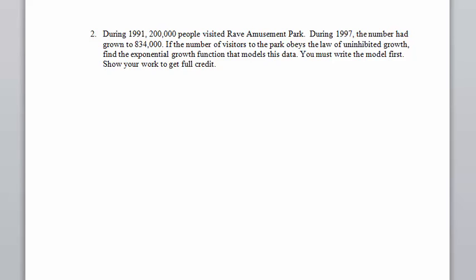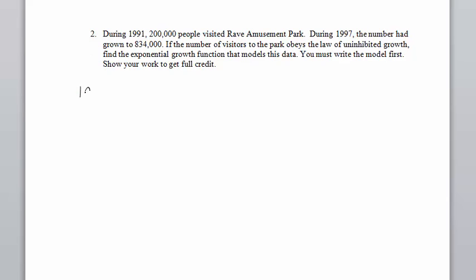All right, so in this problem, we had 200,000 visitors to the amusement park in 91, and 6 years later, 834,000. So assuming that this continues to grow at an uninhibited rate, we're asked to find the exponential function. Okay, so let's write down what we know. And what we know is when there were certain amounts, right?